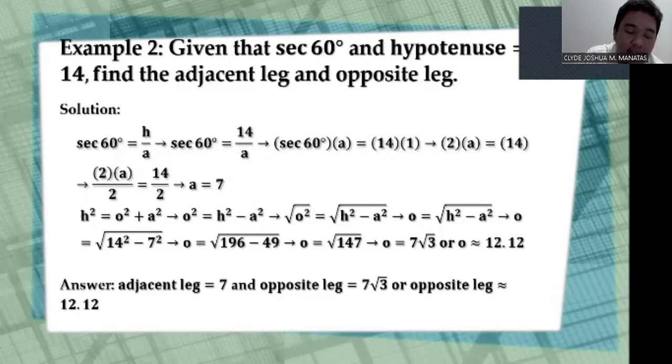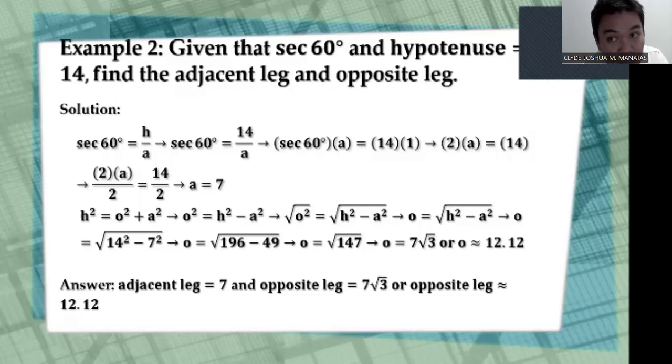To make the adjacent alone, we divide both sides by 2. The 2 on 2A over 2 cancels, so it is left as A, the adjacent. On the other side, A is equal to 14 over 2, which is 7. So the adjacent leg is 7.